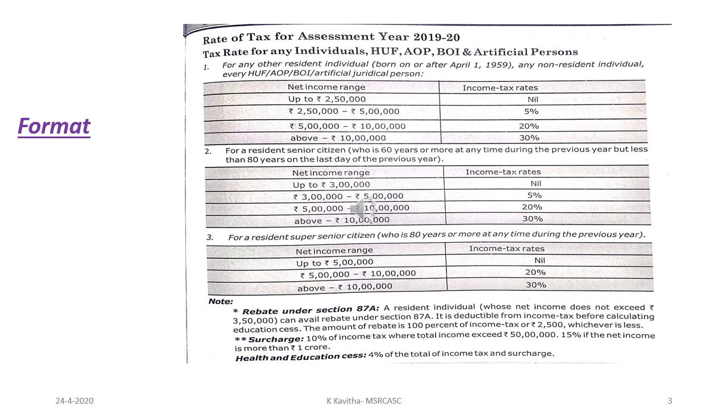And surcharge is nothing but what is also called tax on tax. It is 10% of your income tax if your total income exceeds 50 lakhs, and 15% of your total tax if your income exceeds 1 crore. And health and education cess is at 4%. These are the basic concepts and information which you should be aware of before calculating the problems.